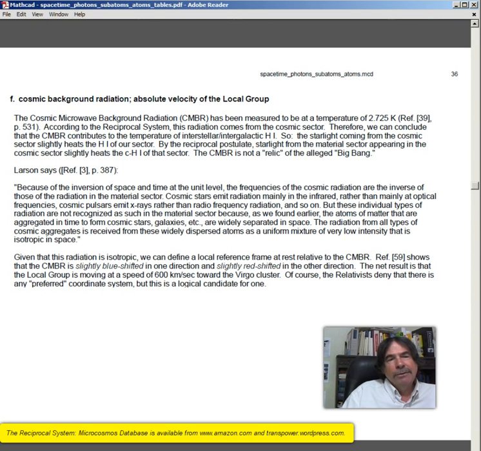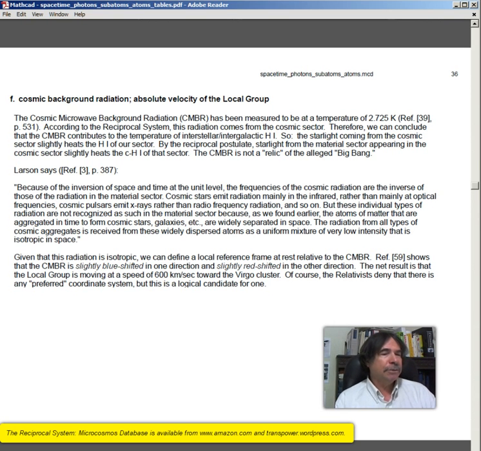According to the reciprocal system, this radiation comes from the cosmic sector. Therefore, we can conclude that the CMBR contributes to the temperature of the interstellar intergalactic H1. So, starlight coming from the cosmic sector slightly heats the H1 of our sector. By the reciprocal postulate, starlight from the material sector appearing in the cosmic sector slightly heats the CH1 of that sector, where C here means cosmic, of course. The CMBR is not a relic of the alleged Big Bang.